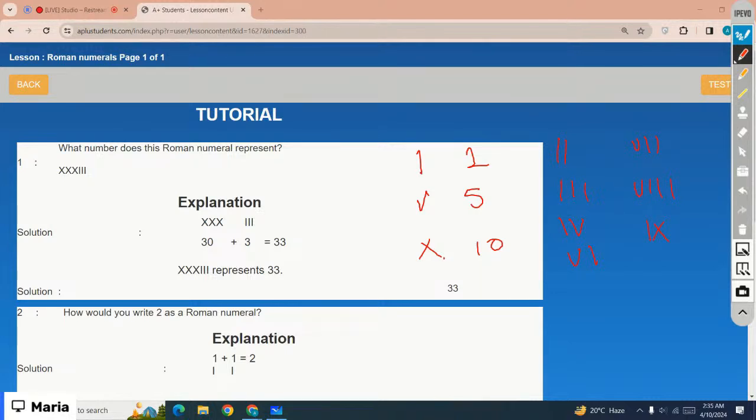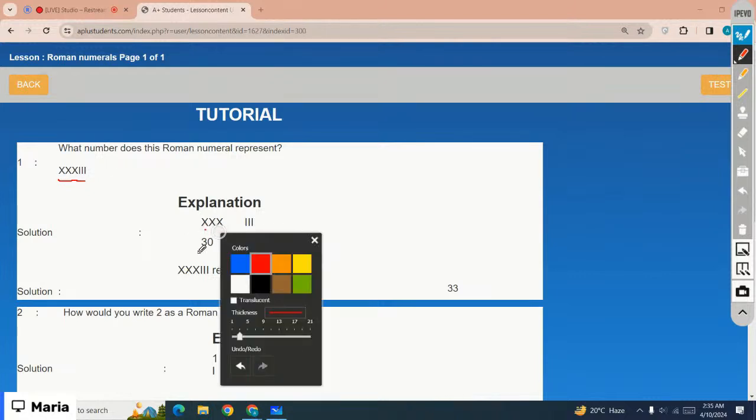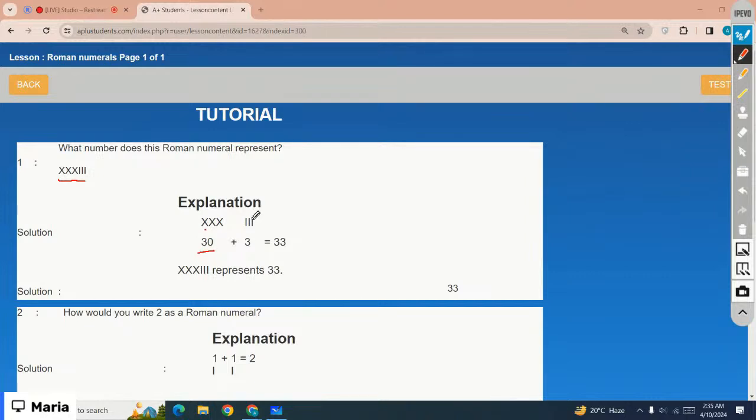For example, just look at this number you are given here, XXXI. You need to find which number they represent. So X is for 10. You have one, two, three tens. That means 30 it is. And three ones, they make 3. So 30 plus 3 makes 33, right?